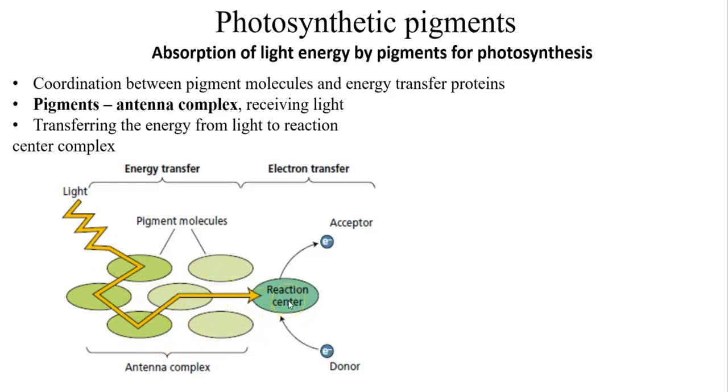reaction center. The reaction center will be discussed later because the light reaction part is yet to be discussed. This is just to make clear how the light energy is absorbed through the pigments. So light energy from the sunlight is absorbed by the pigment molecules, and then these pigment molecules transfer this light to the reaction center for electron transfer, which is otherwise known as the light reaction. So this is a basic concept of energy transfer during photosynthesis.